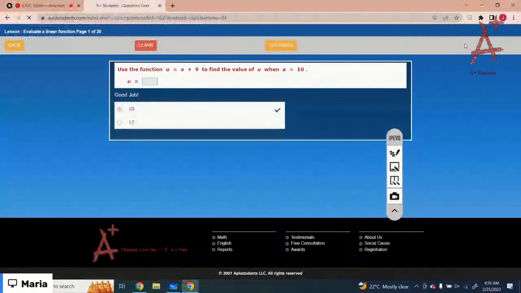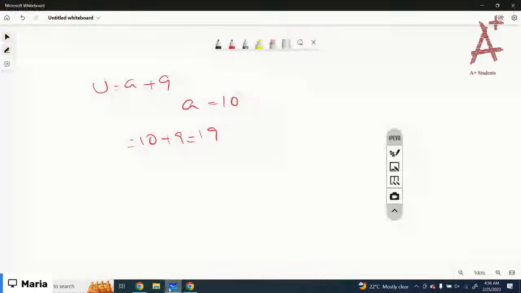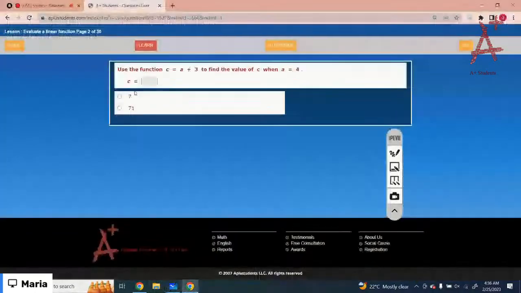Very good. Okay, the next one is use the function c equals a plus 3 to find the value of c when a equals 4. So just replace the a with the value a equals 4. So c equals a plus 3. Yes, it would be 4 plus 3 equals 7. Got it? So the correct option is 7.